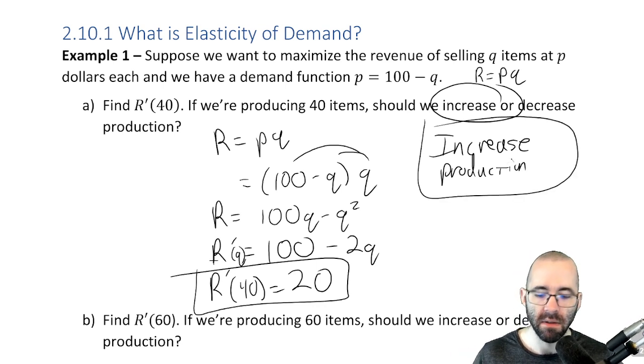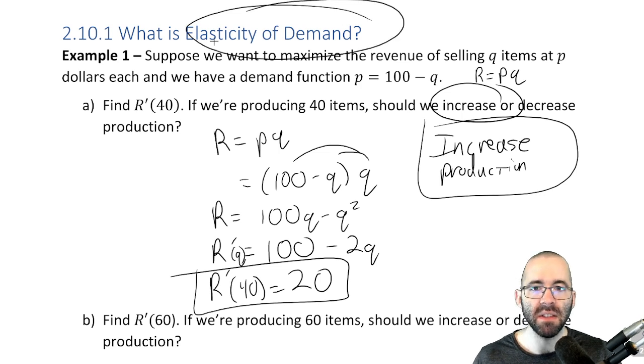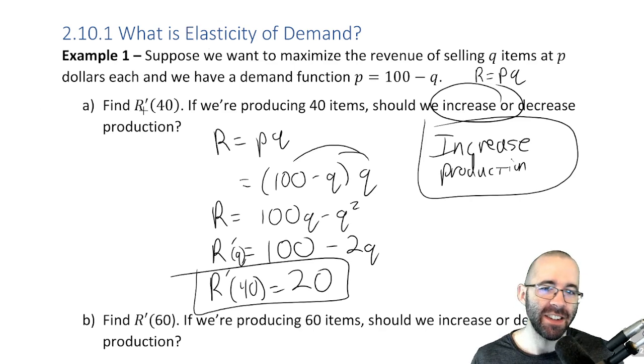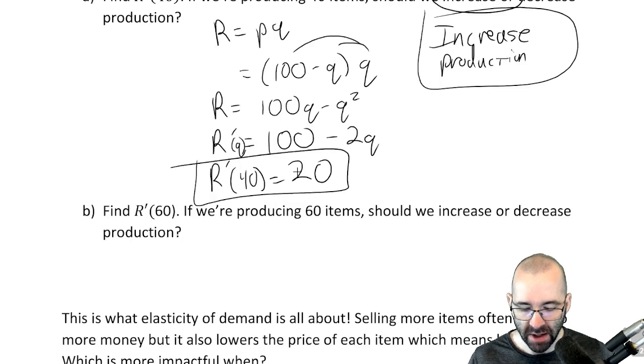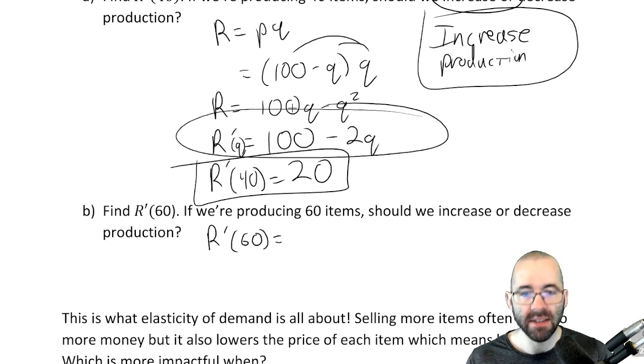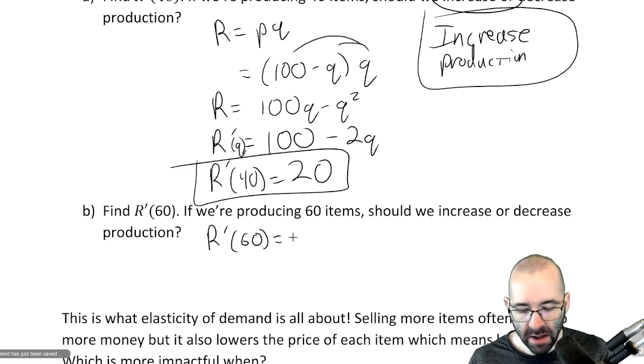Nothing new yet. What is this? No clue. Well, that's a lie. I do actually know what it is, but I'm going to pretend like I don't. Let's do part B. So now, at a production level of 60 items. Well, we already found the derivative, so we don't need to do that again. Just plug in 60 here. And if you plug in 60 here, now you're going to get negative 20.